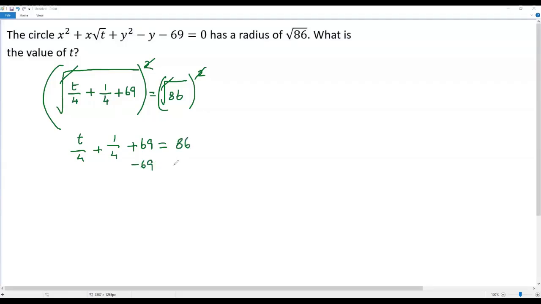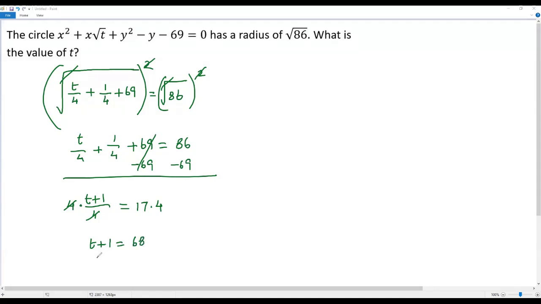Let me subtract 69 from both sides. The positive and negative values will cancel out. Also, here we are adding two fractions of the same denominator 4, so we can take the common denominator 4 and add the numerators, that is t + 1. When I simplify 86 − 69, I am getting 17. Now to get rid of the denominator 4, let me multiply both sides of this equation by 4, and this 4 will cancel out. t + 1 = 17 times 4, which is 68. Now let me subtract 1 from both sides. Then the positive and negative 1 cancel. t equals 68 − 1, which is 67. I got the value of t. The value of t is 67.